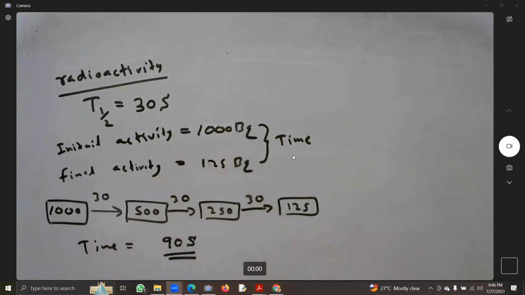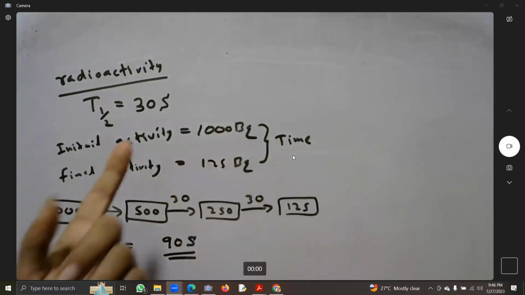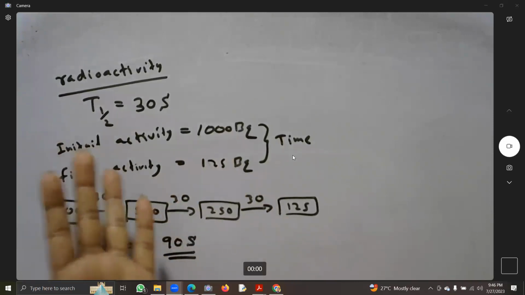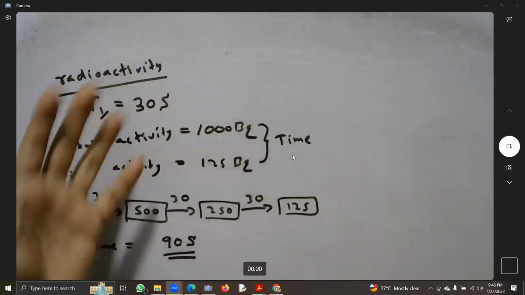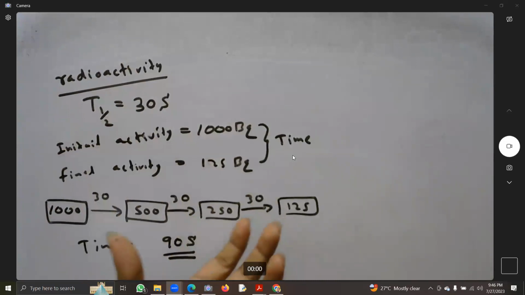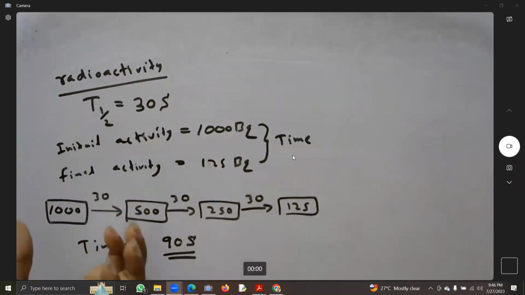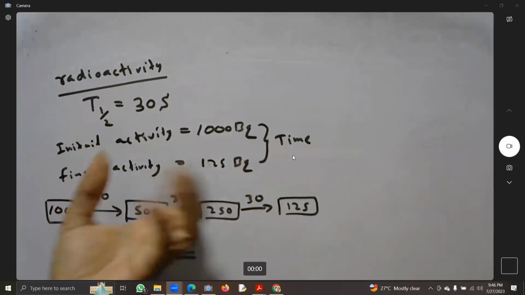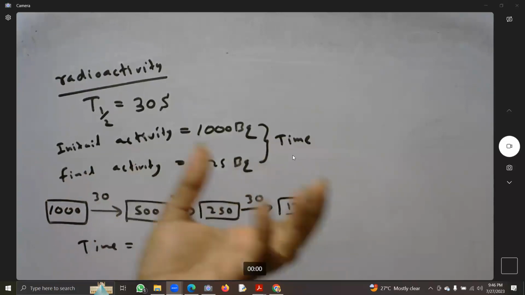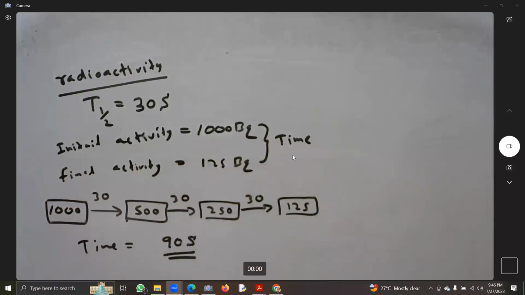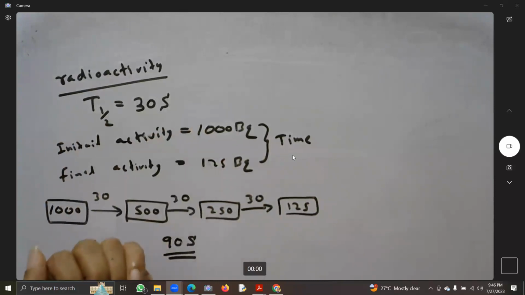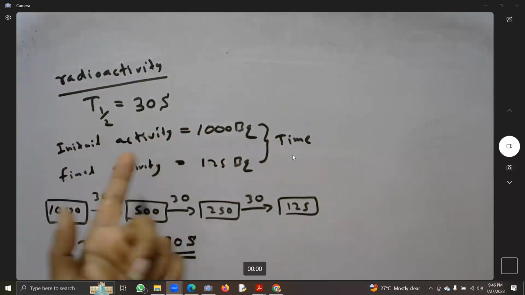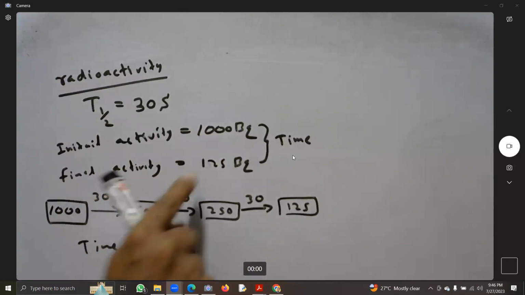Yes, sir. The other two, Chanukya and Lisa, understood this is the O-level normal half-life calculation. If the initial activity is 1000, every 30 seconds it will become half. 1000, after 30 seconds 500, after 30 seconds 250, after another 30 seconds 125. Chanukya, are you okay? This is the O-level way of doing this, but this won't work when there is 100.